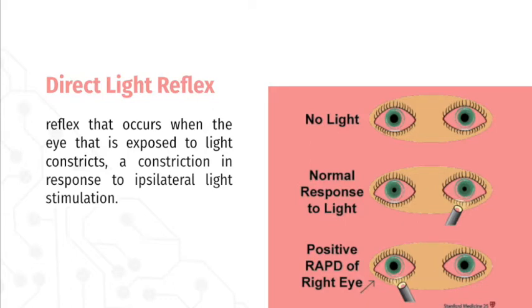So the first term is direct light reflex. It is a reflex that occurs when the eye that is exposed to light constricts. It is a constriction in response to ipsilateral light stimulation. So direct light reflex is the change in pupil size in the eye to which the light is directed. For example, if the light is shown in the right eye, the right pupil constricts. As you could see here in the second picture, normal light response, the light is shown on the left eye of the client, which causes it to constrict.